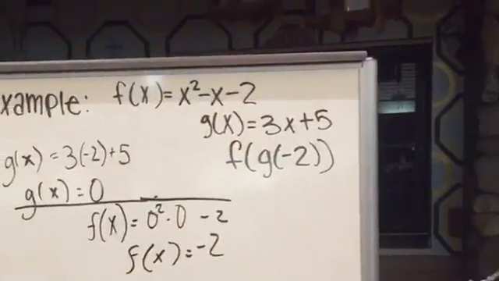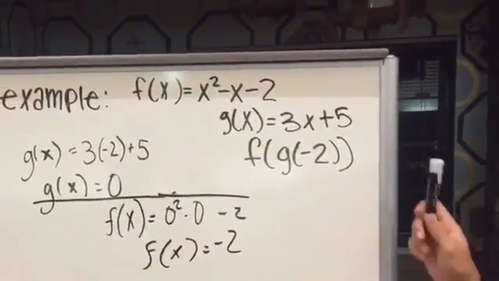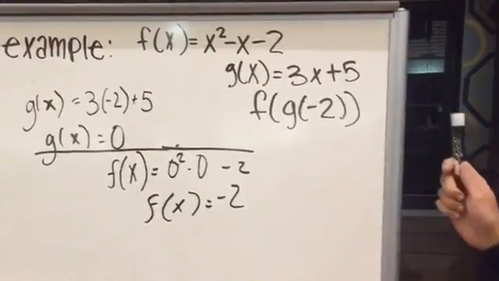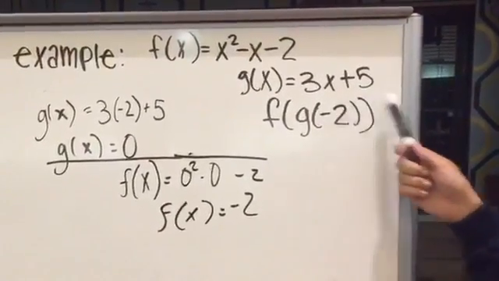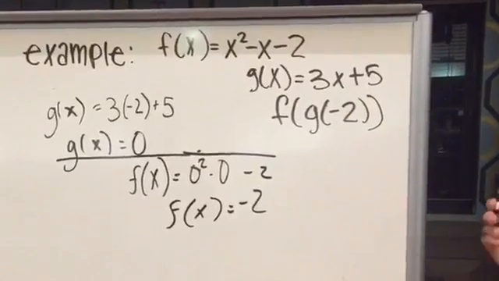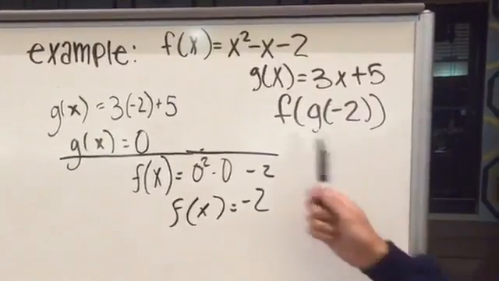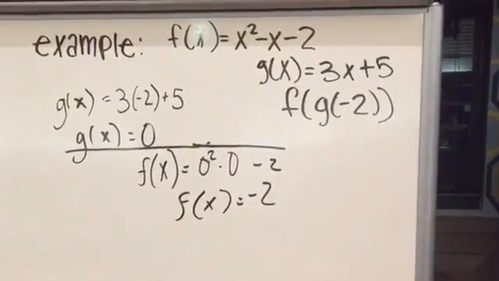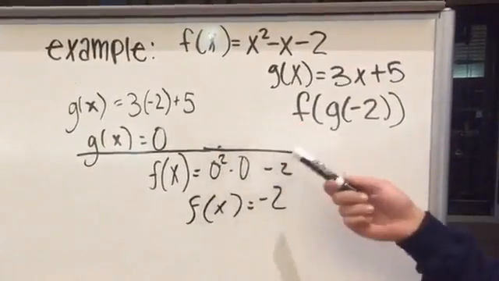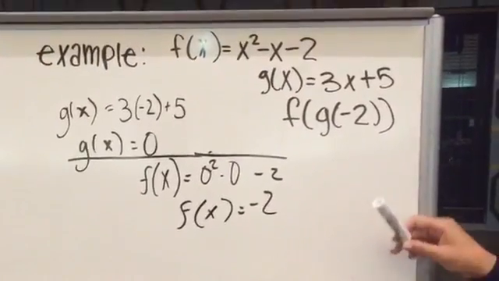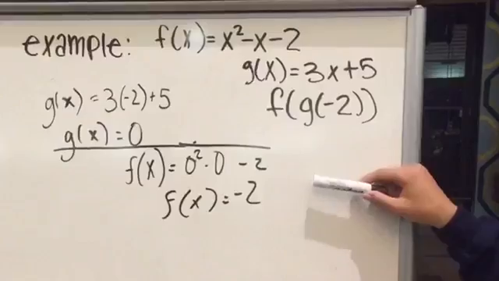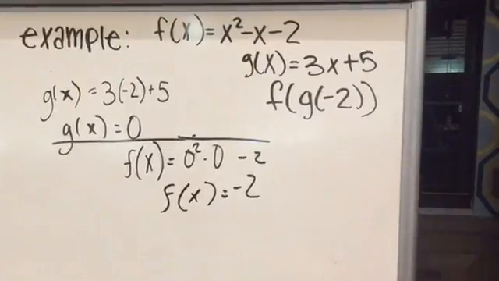So for our second example, you're given that f of x is negative 2, and for g of x it is 3x plus 5. So what you're going to do is plug in negative 2 for x in the g of x function, and then you plug in what you find out, which is 0, for the original f of x problem, and you find out that f of x is negative 2.